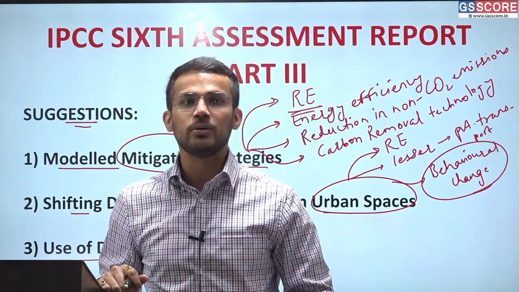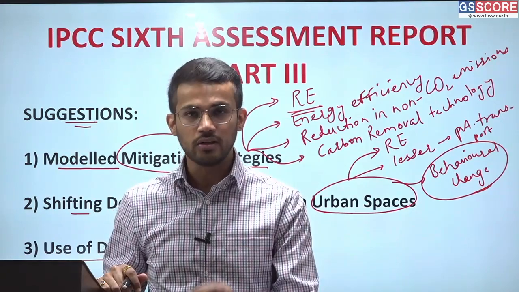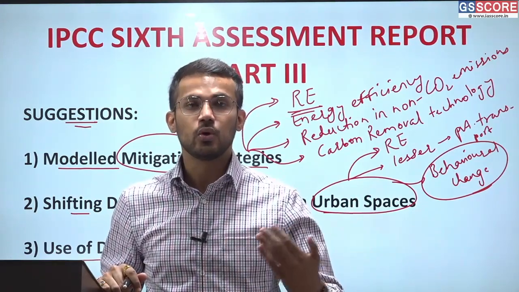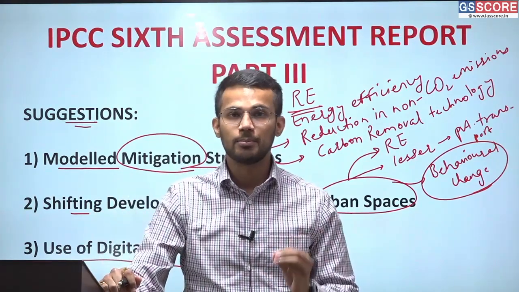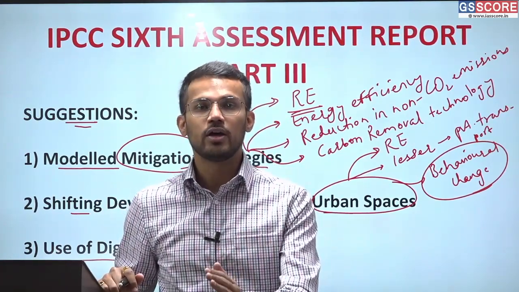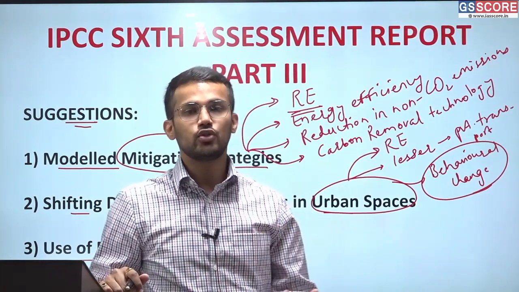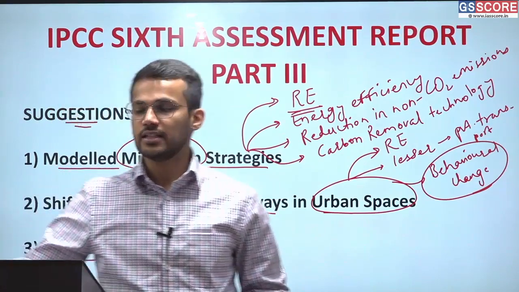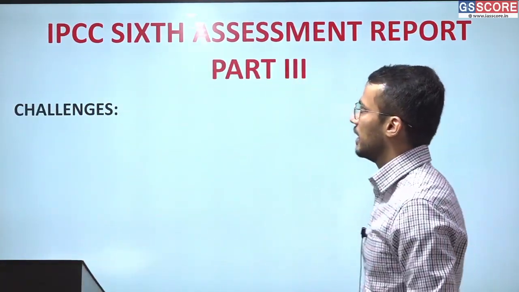And if we are able to implement these kinds of suggestions on the ground, especially in developed countries, and if those developed countries are following their commitments of $100 billion in finance annually to developing countries and least developed countries, then we'll be able to ensure climate change mitigation, right? So these are the different types of suggestions given by IPCC under its report.